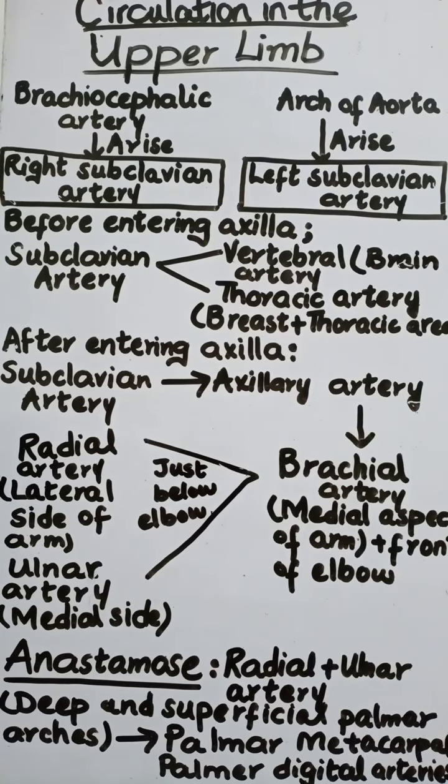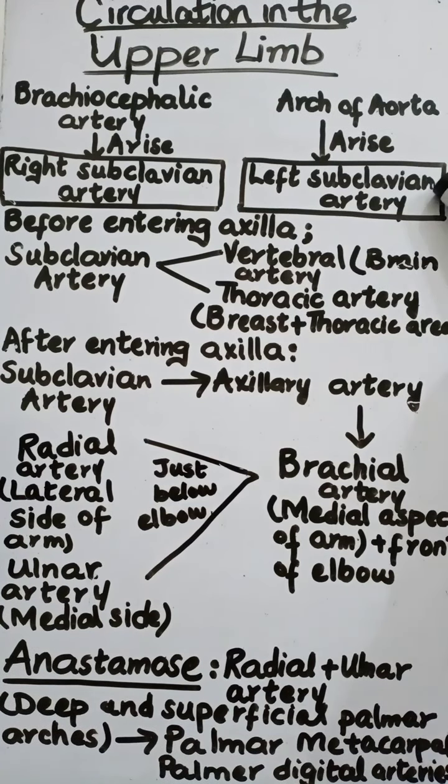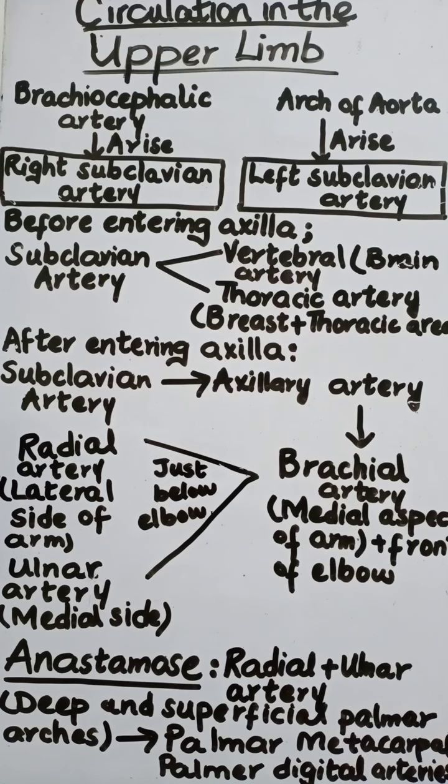Circulation in upper limb is done by right and left subclavian arteries. The right subclavian artery is a branch from the brachiocephalic artery, while the left subclavian artery is a branch from the arch of aorta. These arteries are actually curved arteries.